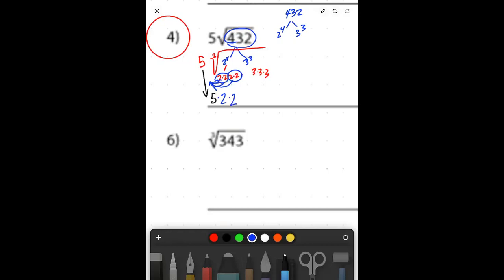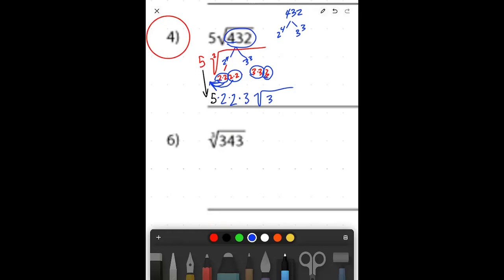And then over here, I have another 2 of a kind. There's 2 3s that I can pull out. So that's going to be times 3. And then there's nothing that I can do with this because I don't have another 3. So basically that 3 gets left inside the radical. So when I get done, what I'm going to have is the square root of 3. Everything else I was able to pull outside the radical because I found 2 of the same kind of number. So for every 2 of a kind that you see, you can pull it outside the radical.